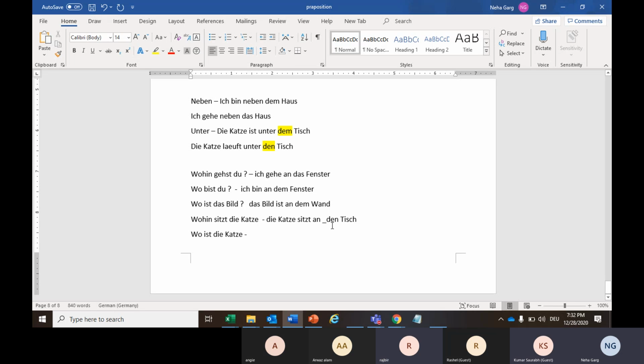And here, what would I be saying? Wo ist die Katze? Die Katze ist auf dem Tisch. It's already there. Sorry, this would be auf, not on. My bad. Because it's sitting on the table, on top of it.